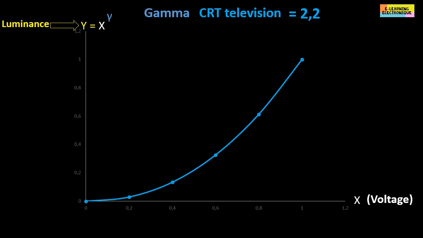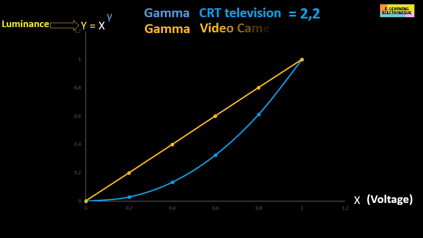The video signal captured by the camera does not have at all the characteristics of the curve displayed by the cathode ray tube. If we represent this signal on the previous graph, we see that the curve is linear. This means that the sensors of the video recording devices have a linear response with a concordance between the value of the voltage and the light signal captured.